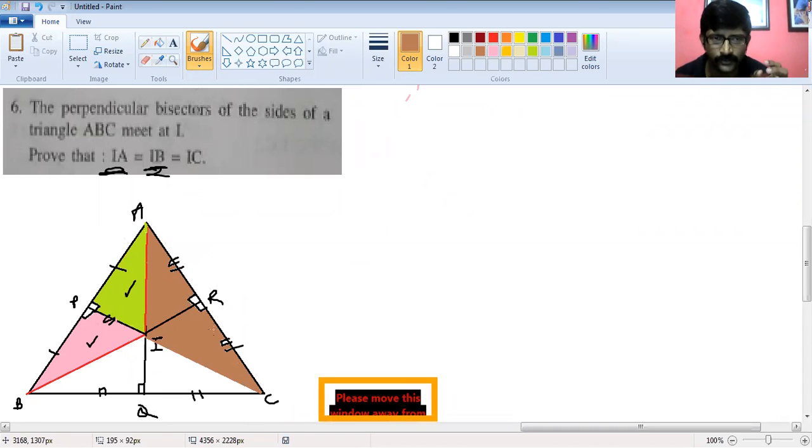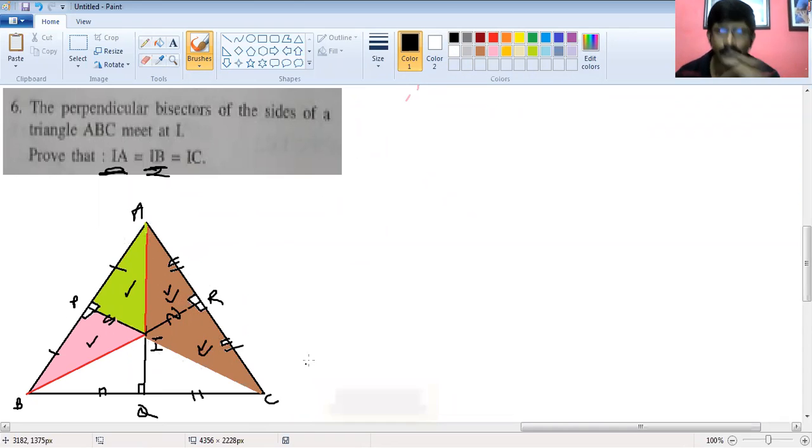In these two triangles, what we have? AR is equal to CR. IR is common side. Okay, I'll choose black color. IR is equal to IR, common side. And these two angles are right angles. So again, these two triangles become congruent to each other. So we proved that AI is equal to CI. So from 1 and 2, we got IA is equal to IB is equal to IC, isn't it?